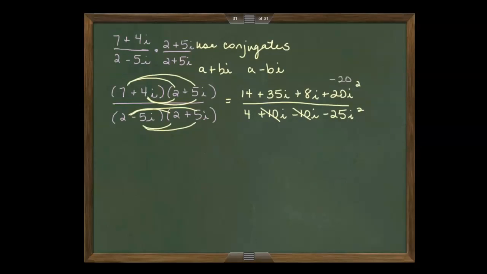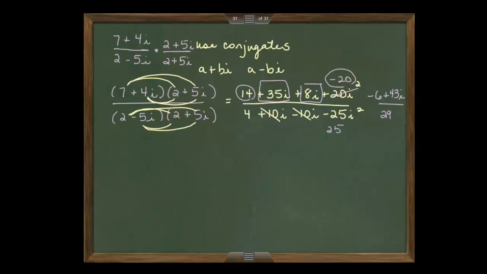And so now we're going to simplify by combining like terms. Here i squared is negative 1. So in the numerator we have a negative 20 for that last term. So 14 and negative 20 combine to give us negative 6. And then 35i and 8i will give us 43i. And in the denominator, we have negative 25i squared. Since i squared is negative 1, that'll give us a positive 25. We'll add that to the 4 to get 29.